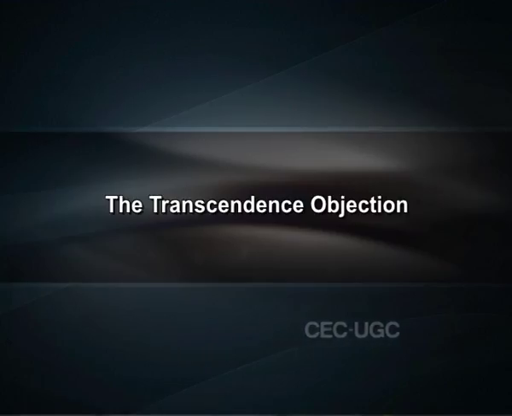The transcendence objection. This criticism charges that a coherence theory of truth is unable to account for the fact that some propositions are true which cohere with no set of beliefs. According to this objection, truth transcends any set of beliefs.